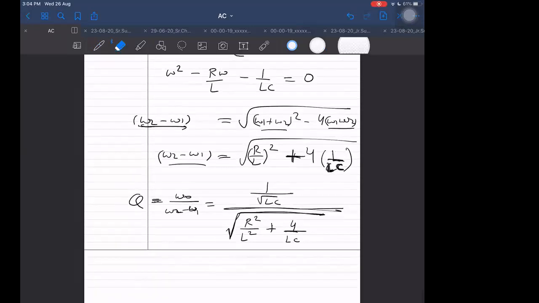I think maybe they use approximation after that, or what? Let me check once. This is omega naught. 1 by, this is omega naught square, 4 into omega naught square, right? 4 into omega naught square, and in the numerator we have omega naught.